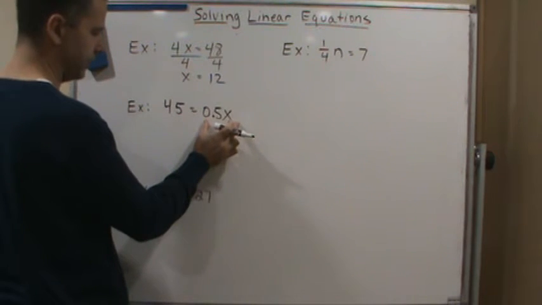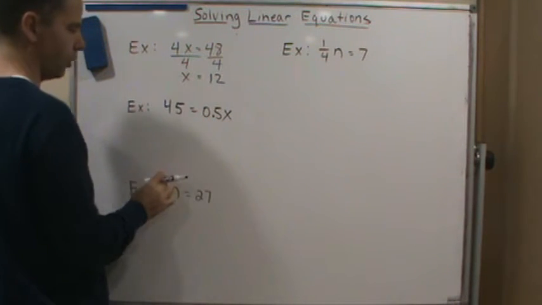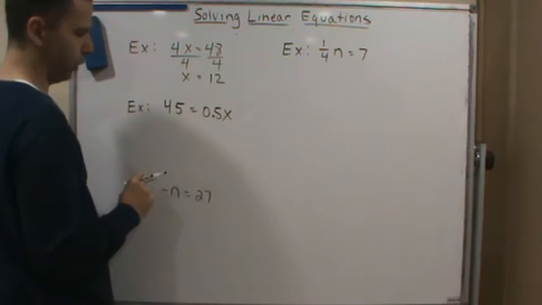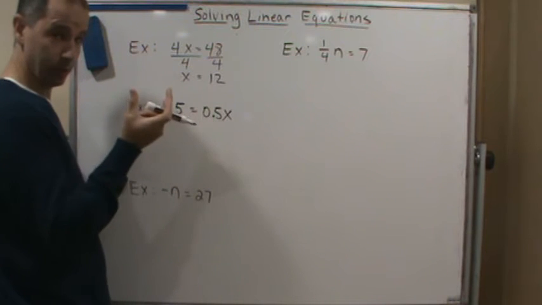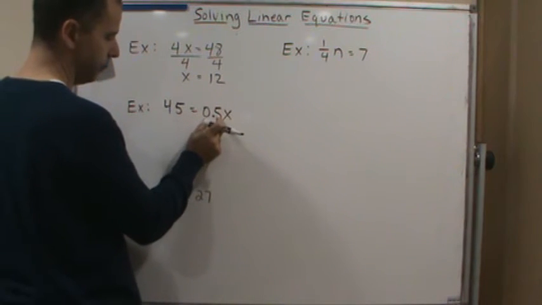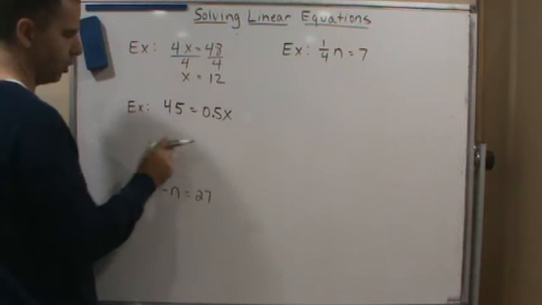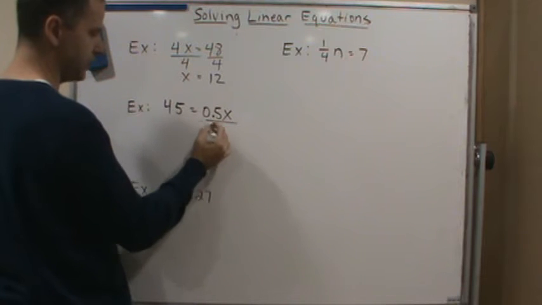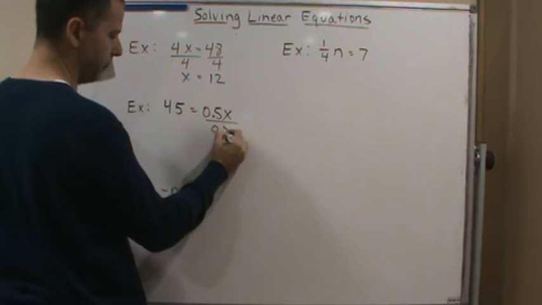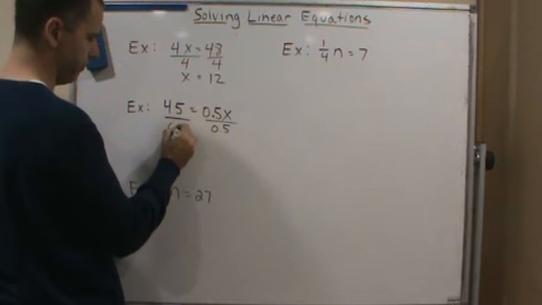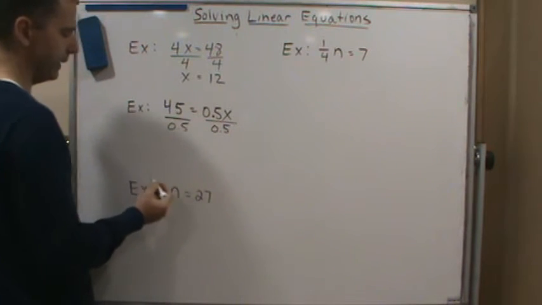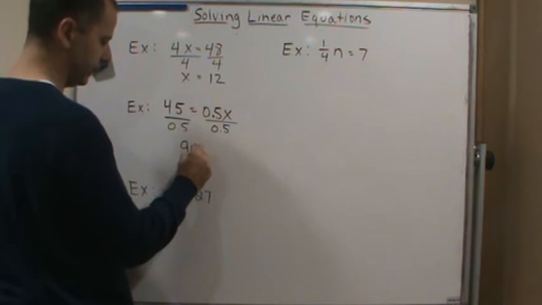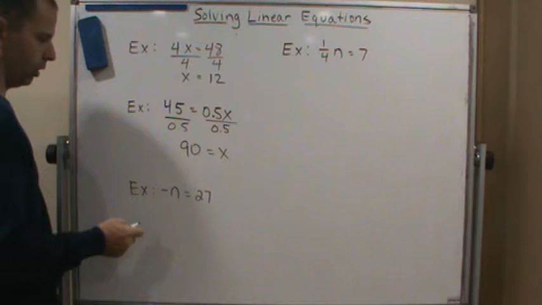Well, the coefficient is 0.5, right? So I'm multiplying, and what I'm basically doing is I'm taking x times 0.5. That's what the coefficient means. It's a factor. Remember from the previous videos, these are factors of each other. So the opposite of multiplication is going to be division. So I'm going to divide both sides by 0.5. And so what do I get? Well, in this case, I get 90 equals x, or x equals 90.